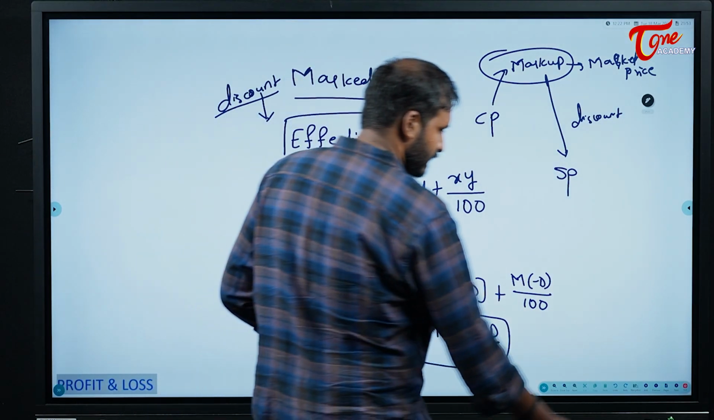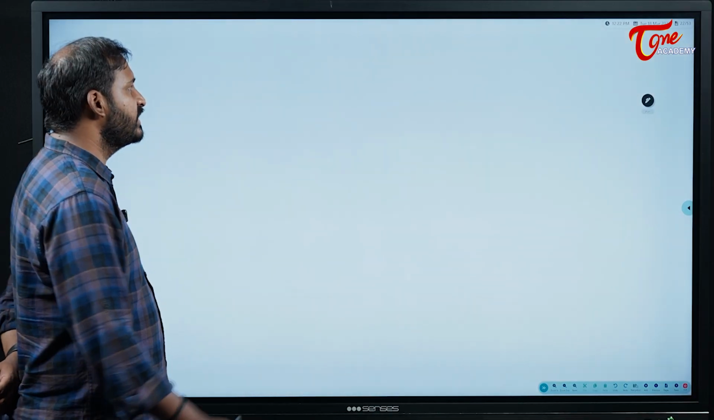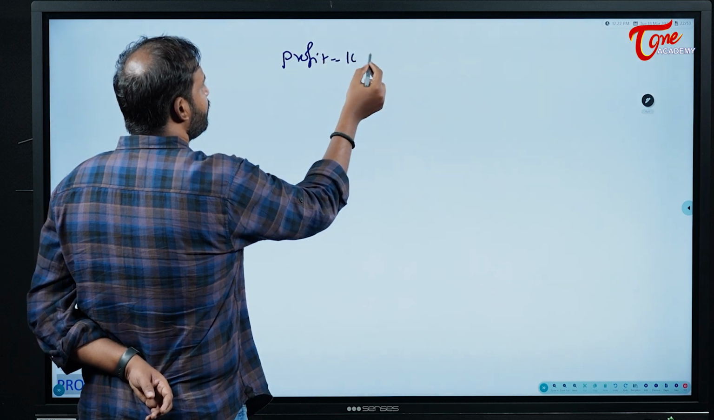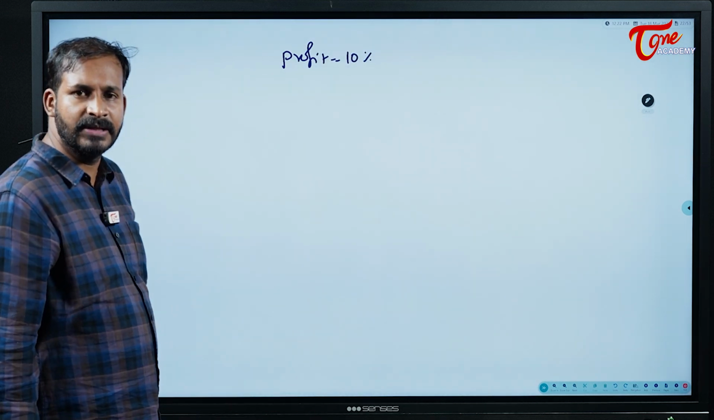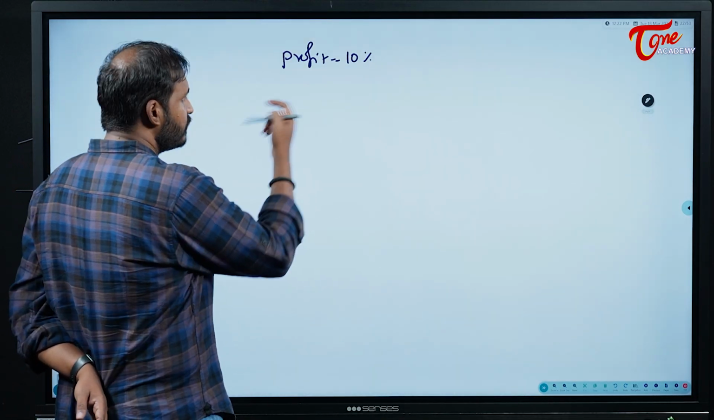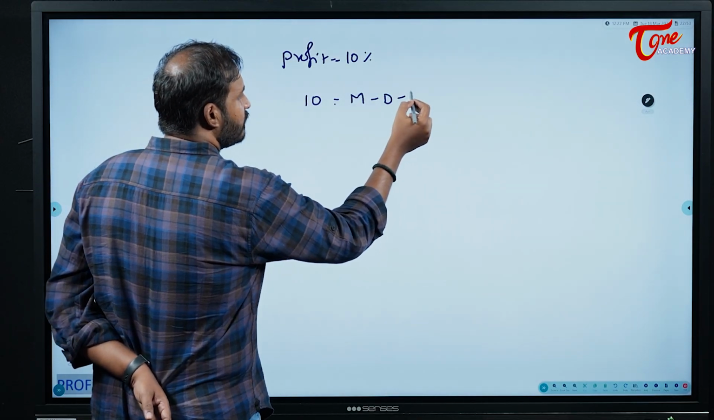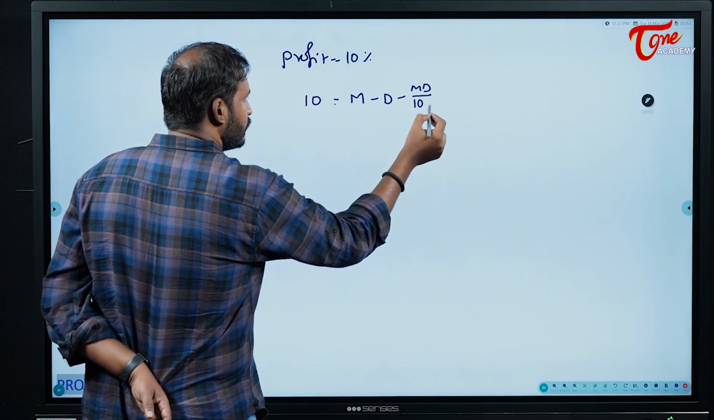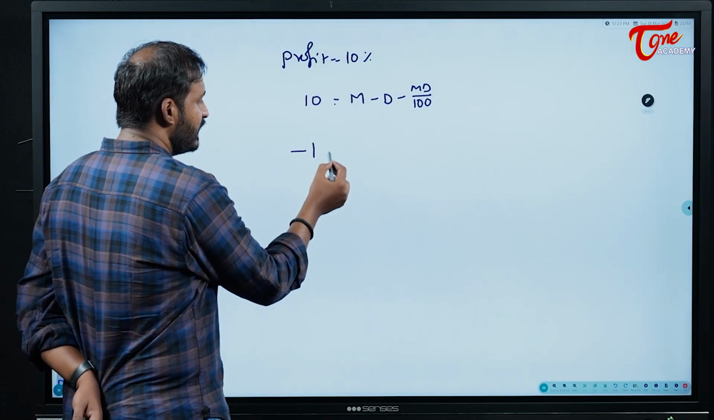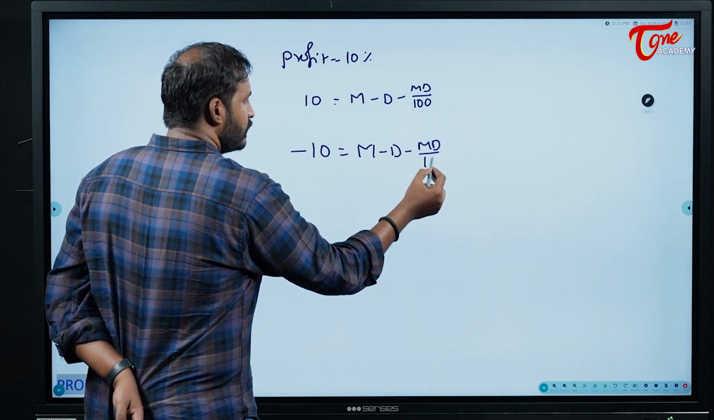Now we will see our next one, a continuation of this. If I say there is a profit of 10% by marking up the price of a product, usually we will mark up the price of the product. So you will take 10 is equal to m minus d minus md by 100. Just now I told you how we are writing this. If there is a loss of 10%, then I will take minus 10 is equal to m minus d minus md by 100. Okay, students.